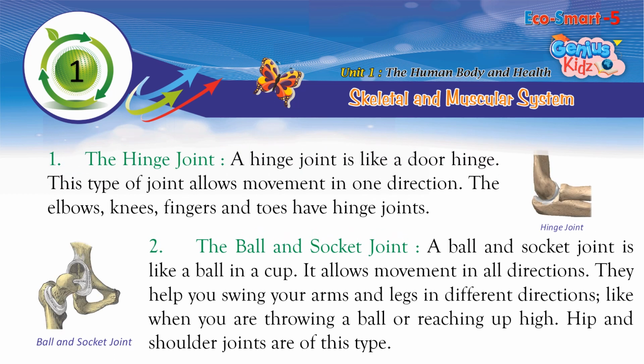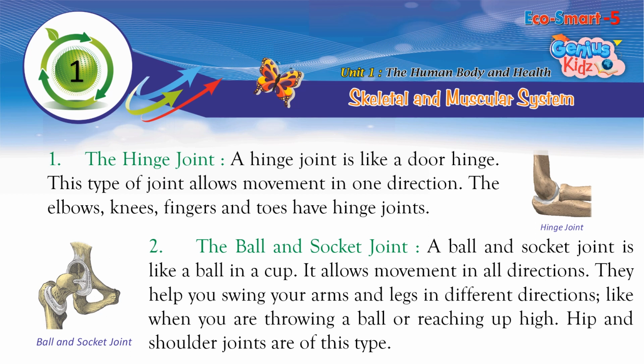1. The hinge joint. A hinge joint is like a door hinge. This type of joint allows movement in one direction. The elbows, knees, fingers and toes have hinge joints.